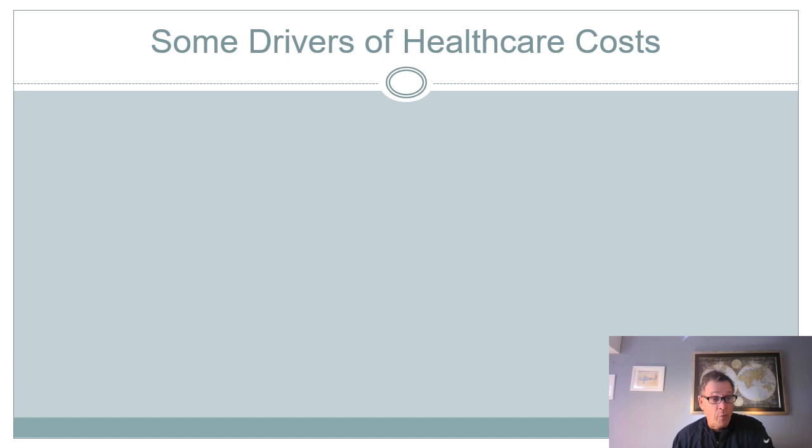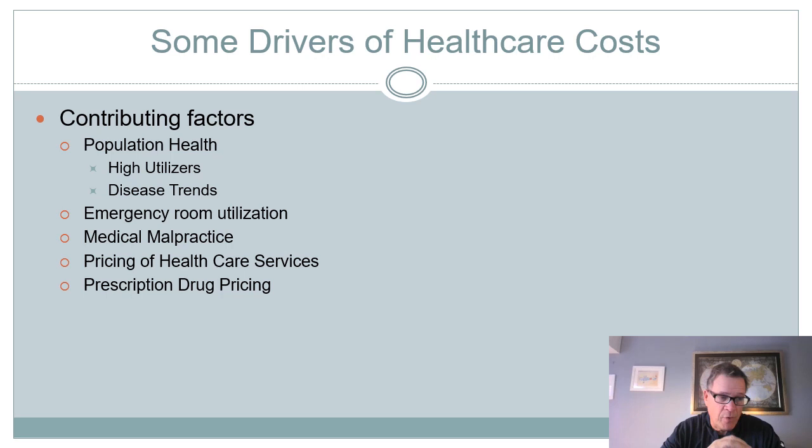So what are some of the drivers of healthcare costs? What are the things that cause this to get to the point where it is? And there are a number of contributing factors. So there are a couple of items I want to talk about dealing with population health. So we'll talk about high utilizers and disease trends in population health. We'll talk a little bit about emergency room utilization and how that is a driver for healthcare costs. We'll talk about medical malpractice and the extent to which that has been an issue, and the extent to which that has also changed some practicing patterns in a way which may not be all that helpful for managing costs down the road. We'll talk a little bit about how healthcare services are priced within our system, and we'll also talk about prescription drug pricing, which has become an increasing percentage of our rising healthcare costs.